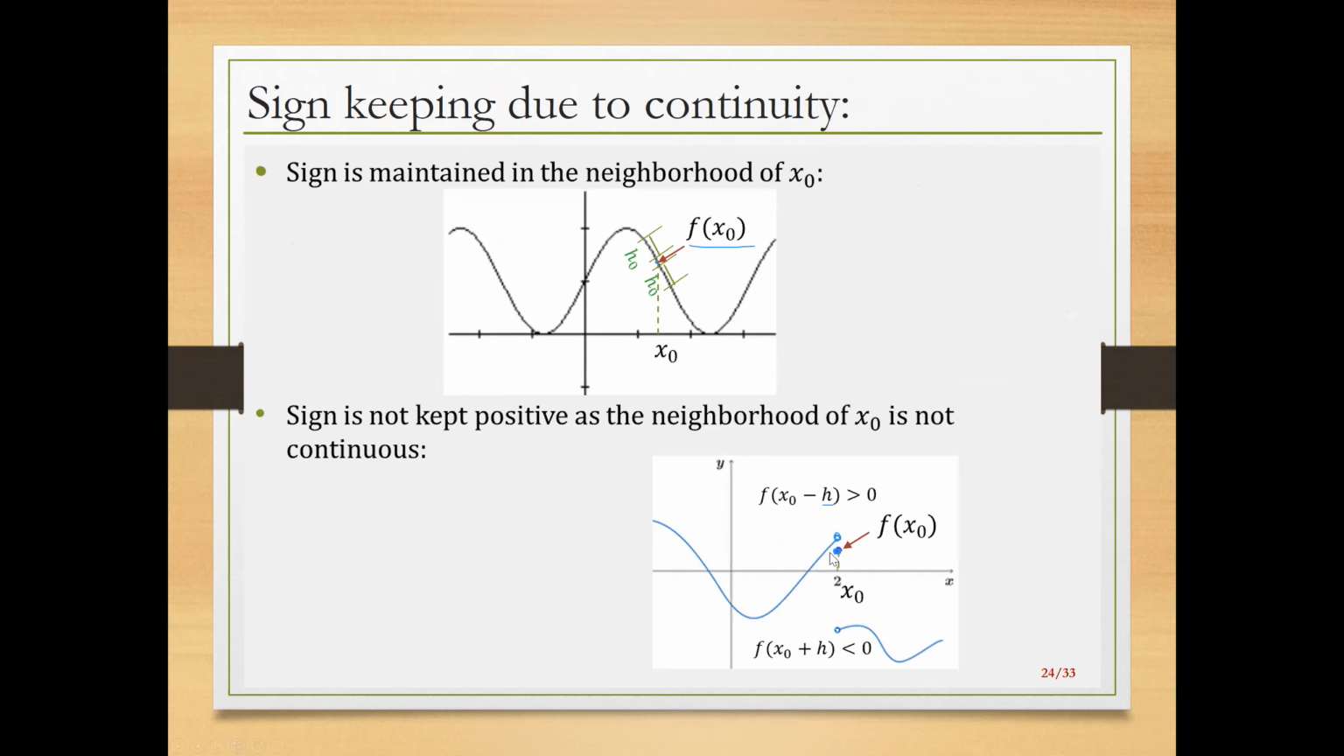But if it was continuous, I could have found some neighborhood of x naught such that all the points within that neighborhood have a positive functional value. If it was a continuous line, I could take a smaller h naught value, so there definitely exists some neighborhood. But in this case, there exists no neighborhood, and therefore the sign cannot be guaranteed. True? Is it clear, guys? Anyone who has a doubt, please ask me now.